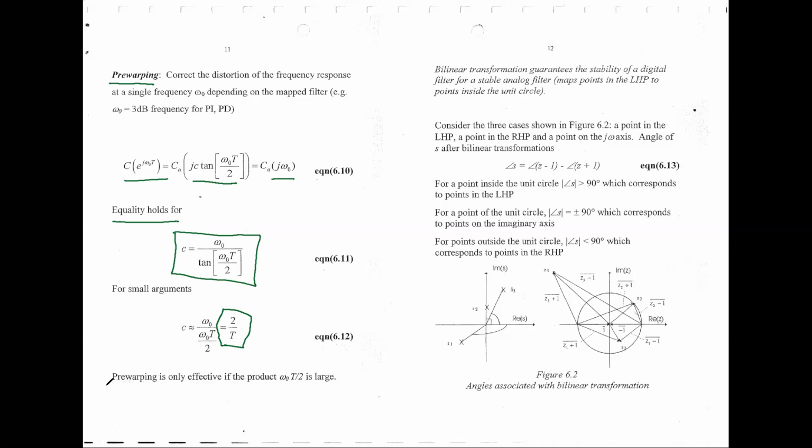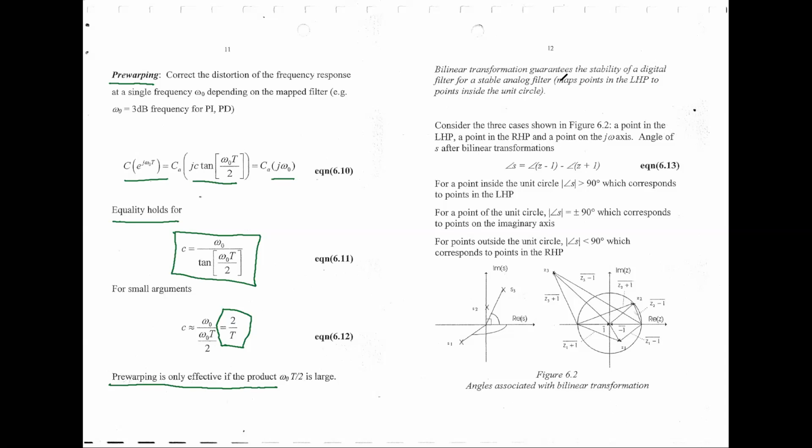So pre-warping is only effective if you have large omega naught. If the product of omega naught times T over 2 is large, then pre-warping is effective. Otherwise, this pre-warped C would be the same as 2 over T, which is what we have seen previously.